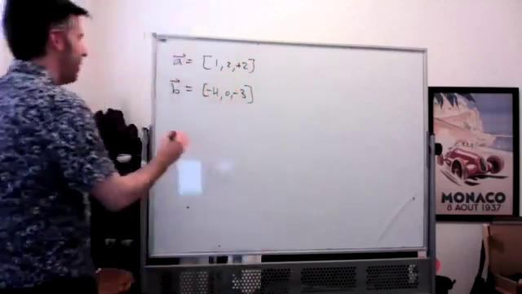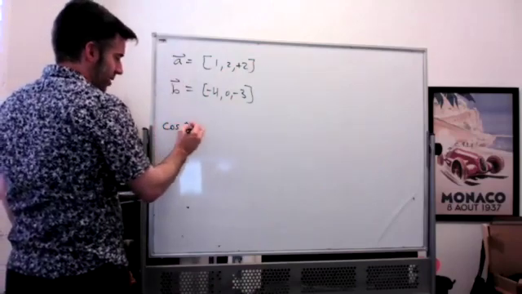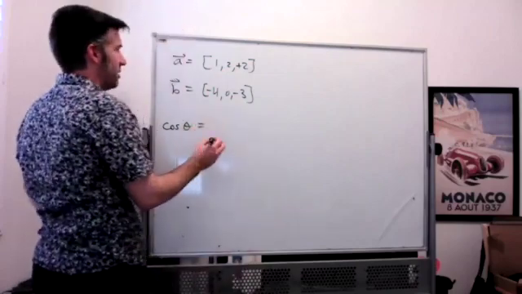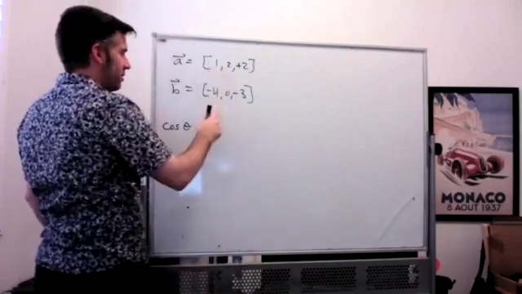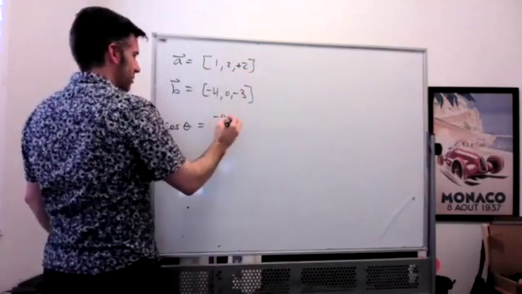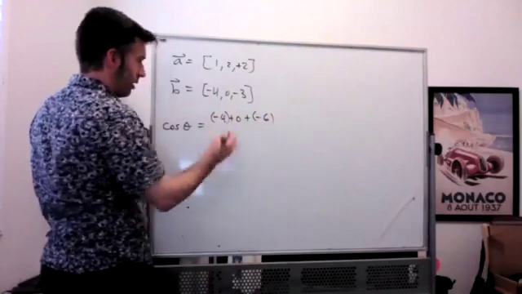Okay, so let's find the angle between a and b. I'm going to write it as cosine of the angle because that's just my preference. Cosine of the angle between a and b is a dot b, so negative 4 plus 0 plus negative 6. Right, just doing the dot product.